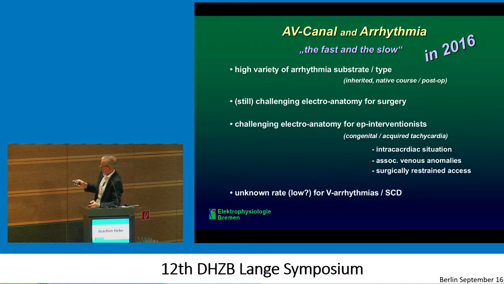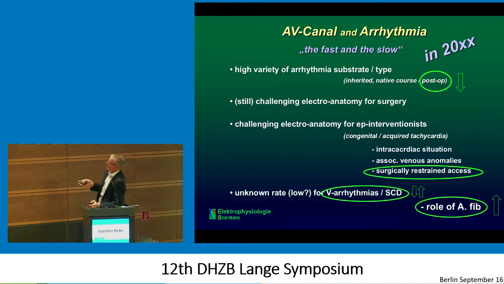We have quite often, I had not the time to go into details, associated venous anomalies, which make the life very hard for us to come into the heart, or surgically restrained access, thinking of extra or intracardiac tunnels. And we have an unknown rate for ventricular arrhythmias and sudden cardiac death.